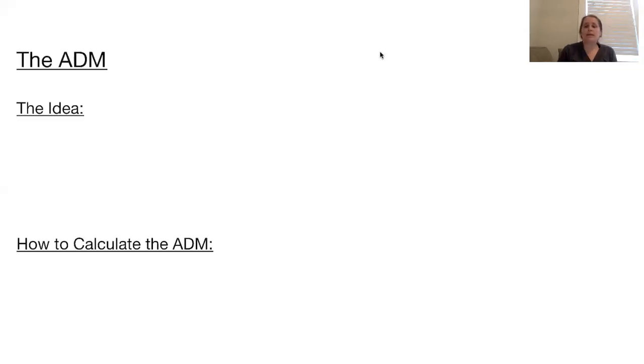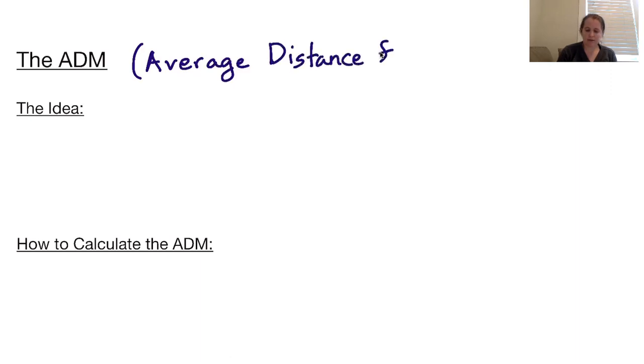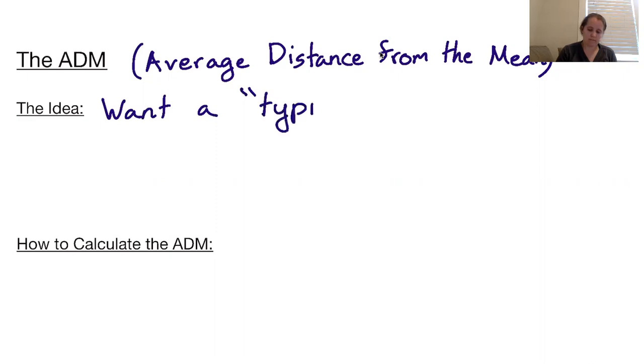Now we are going to take a look at the ADM. ADM stands for the average distance from the mean. So again, the idea here is we want a typical distance. We want a typical distance from the mean.